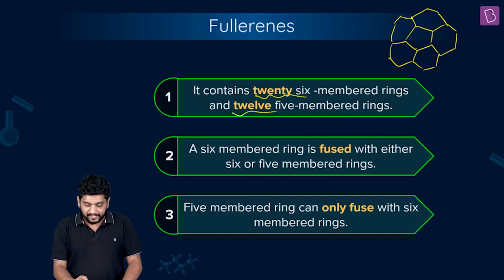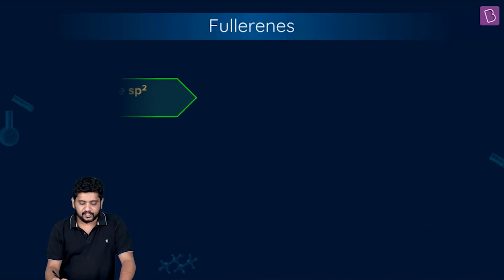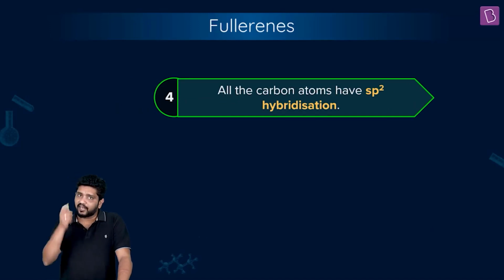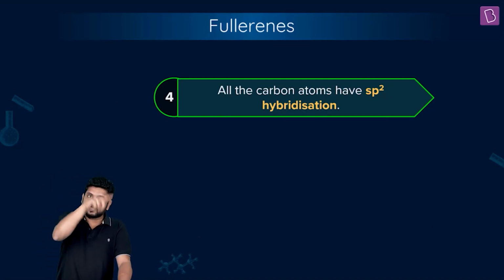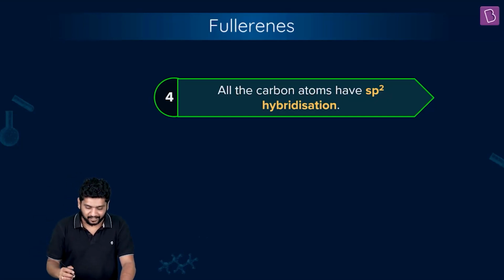So a 6-member ring is fused with either a 6 or 5-member ring, and 5-member rings can only fuse with 6-member rings. So 5-member rings won't touch each other, basically. That is the idea, right? So this is Fullerene. So you can understand that it was a wrong statement. Do you see how it's a tricky question? That 12 and 20 some people might be remembering, but is it 12 5-member rings or 12 6-member rings? That is what you have to remember as well, right?